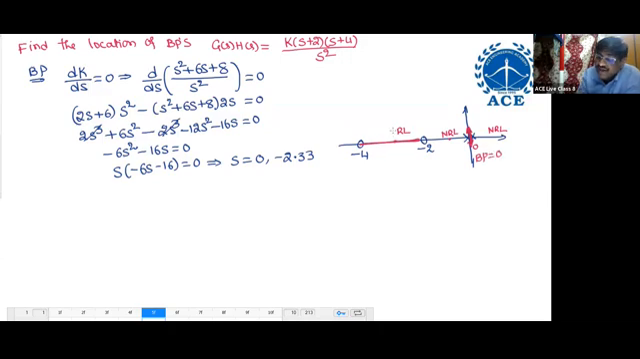And minus 2.33 is also correct here, because it is on the root locus branch. Minus 2.33 is on the root locus branch. That means both are valid breakpoints. Now draw the root locus diagram, all of you. Come on.